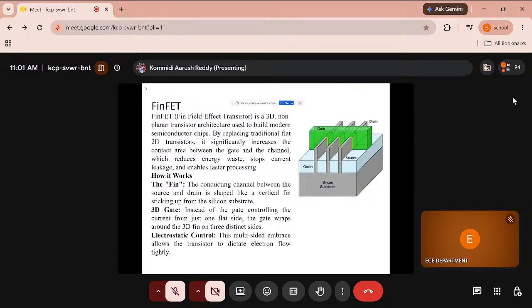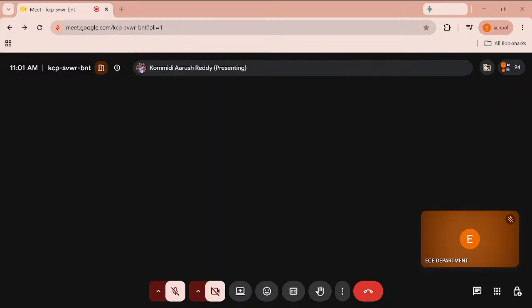So FinFET technology, this FinFET technology, the fin field effect transistor, is a 3D non-planar transistor which is designed by replacing the traditional 2D transistors. So how are the 2D transistors represented? In the normal 2D transistors we have the source, gate and drain, and the normal CMOS inverter. Whereas FinFET technology is based upon 3-dimensional transistors, it significantly increases the contact area between the gate and the channel, which reduces leakage currents and enables faster processing.